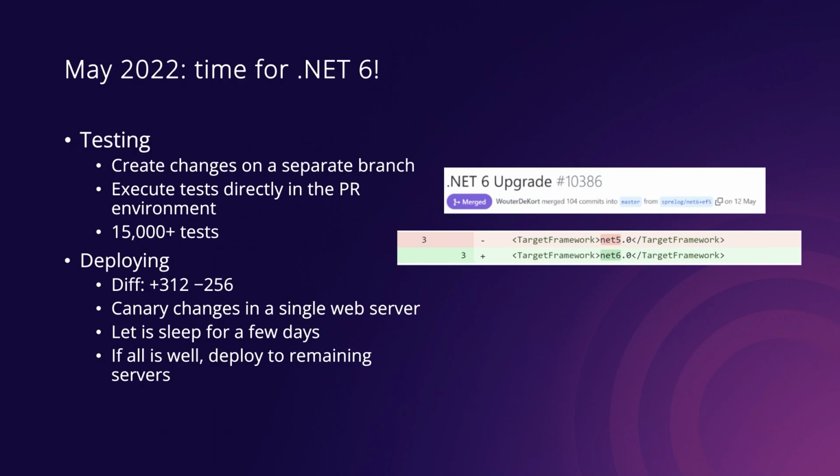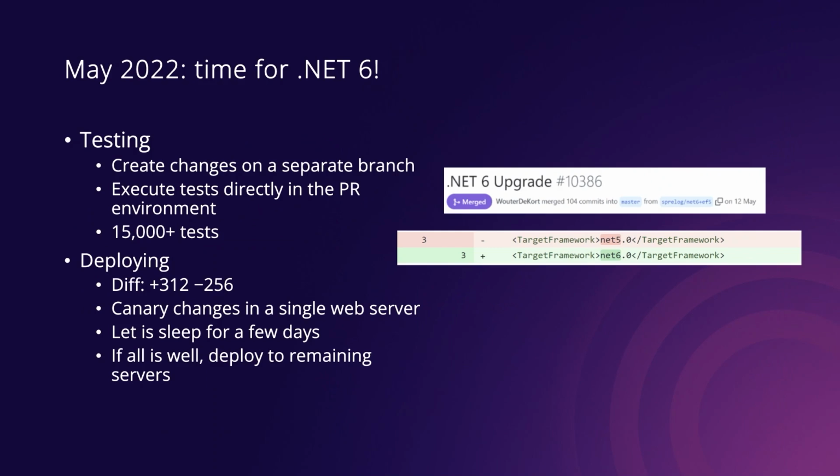The diff on Git of the number of line changes that we had to make was about adding 300 lines of code, removing 200. So as you can tell, it's a very small diff, meaning that migration was very smooth as well. But we didn't want to deploy that change across all of our 9 web servers at once.